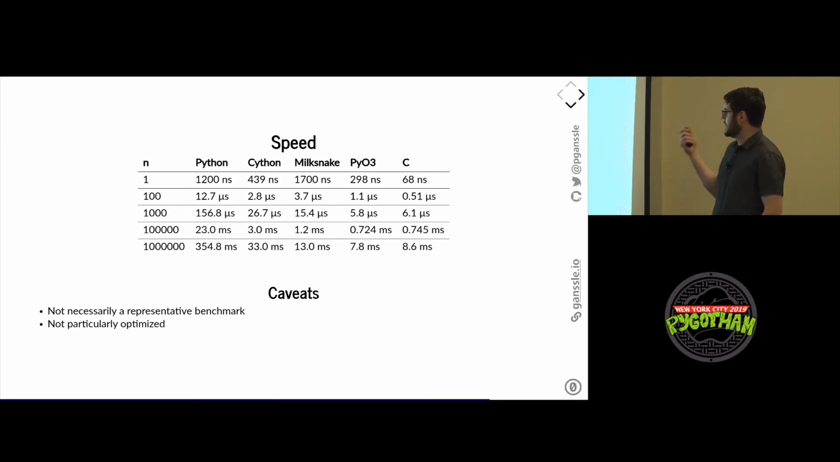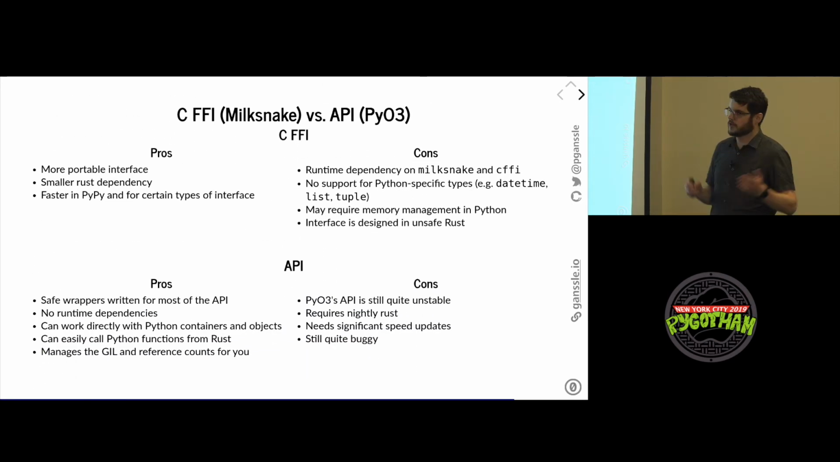So anyway, the point is, I wouldn't take this too seriously, but order of magnitude, it essentially comports with my pre-existing understanding of how this would work. So in terms of which thing you should choose, there's pros and cons of, if you're going with Rust, whether you should use the CFFI or the PyO3 method. CFFI or milksnake. Milksnake is basically just a helper for the CFFI.